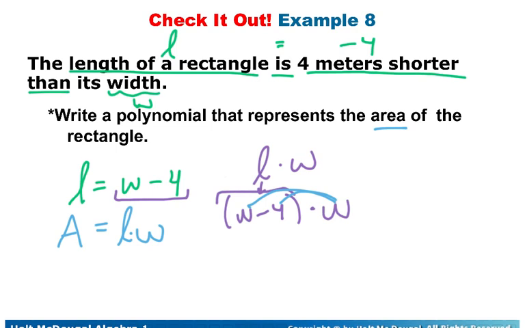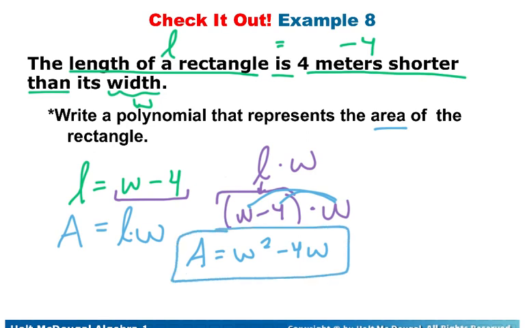it's still multiplying in. So W to the first power times W to the first power adds 1 and 1 to make 2, and then negative 4 times the W just puts them right next to each other. So we have decided that the area is W squared minus 4W when you're talking about the width of it.